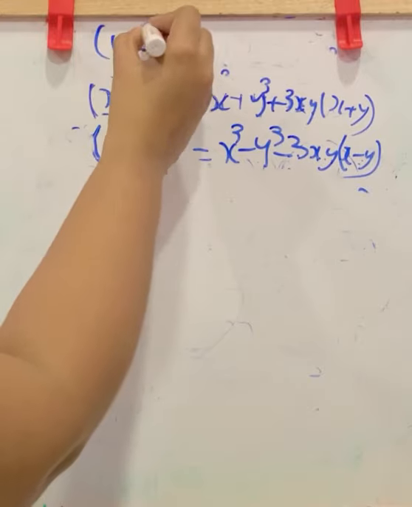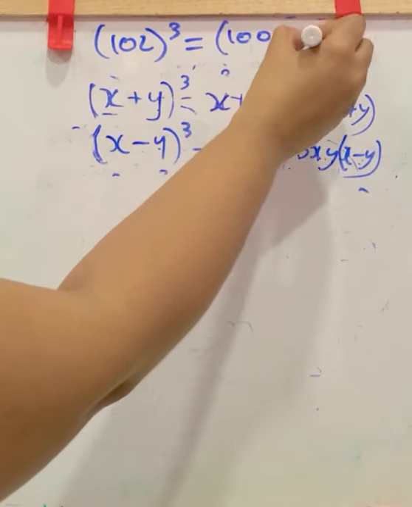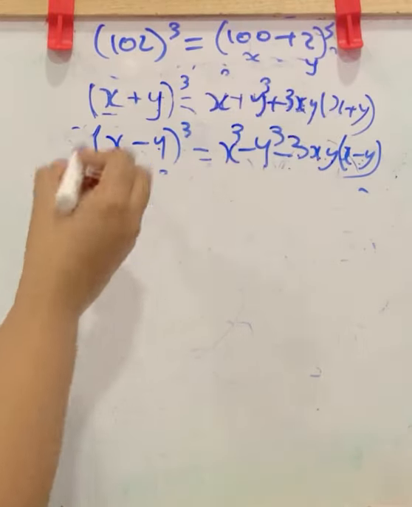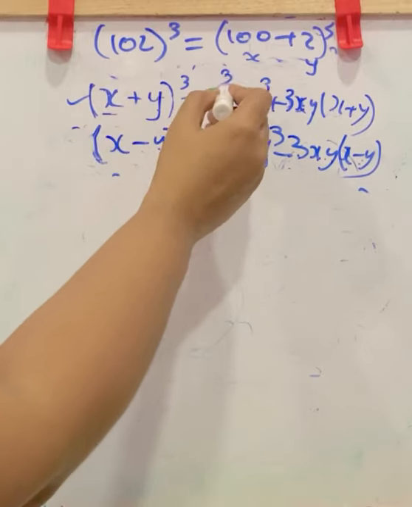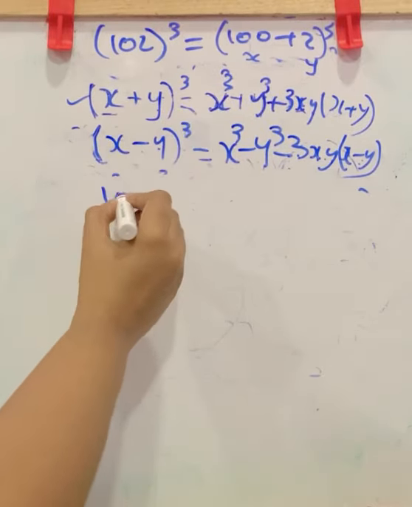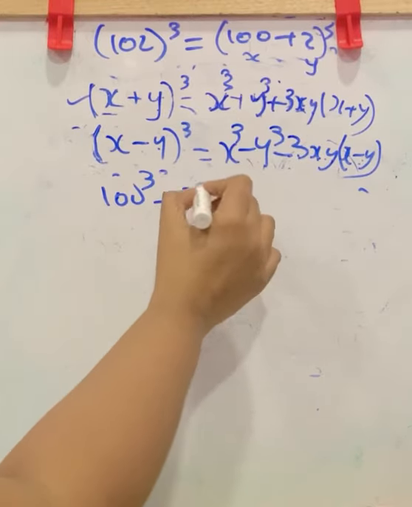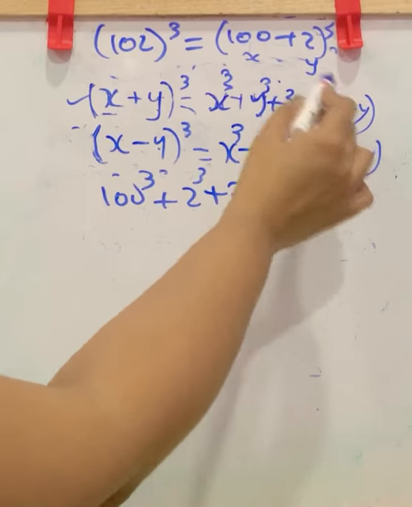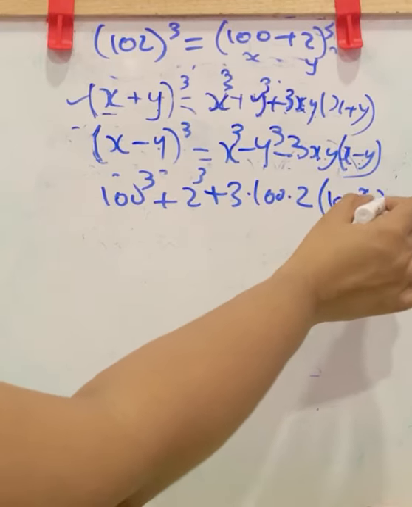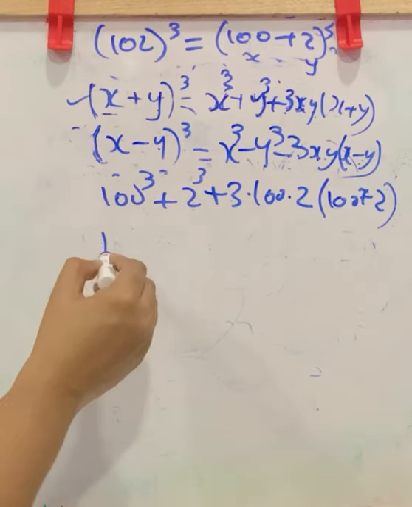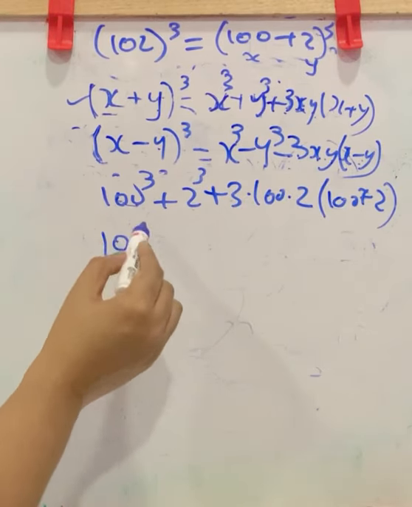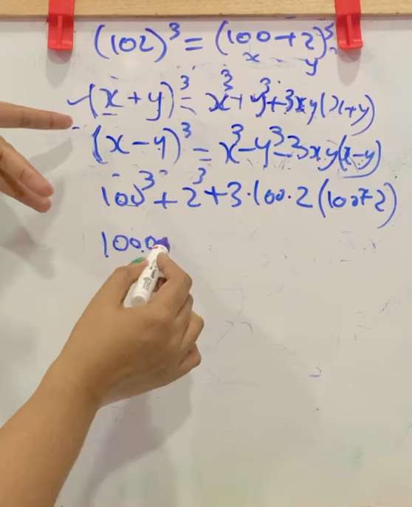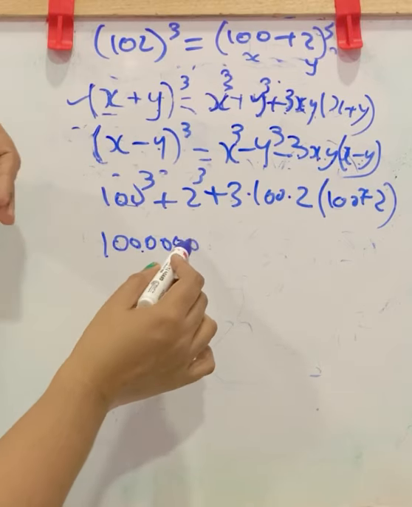Next, 102 whole cube. This you can write as 100 plus 2 whole cube, that is x plus y whole cube. Here x is 100, y is 2. So this identity, you can expand: x cube, 100 cube, plus y cube, that is 2 cube, plus 3xy, 3 into 100 into 2, into x plus y, that is 100 plus 2. Close the bracket. 100 cube is 1 and 6 zeros, since we are multiplying three 100s: 2 zeros from the first 100, 2 zeros from the second 100 and 2 zeros from the third 100.